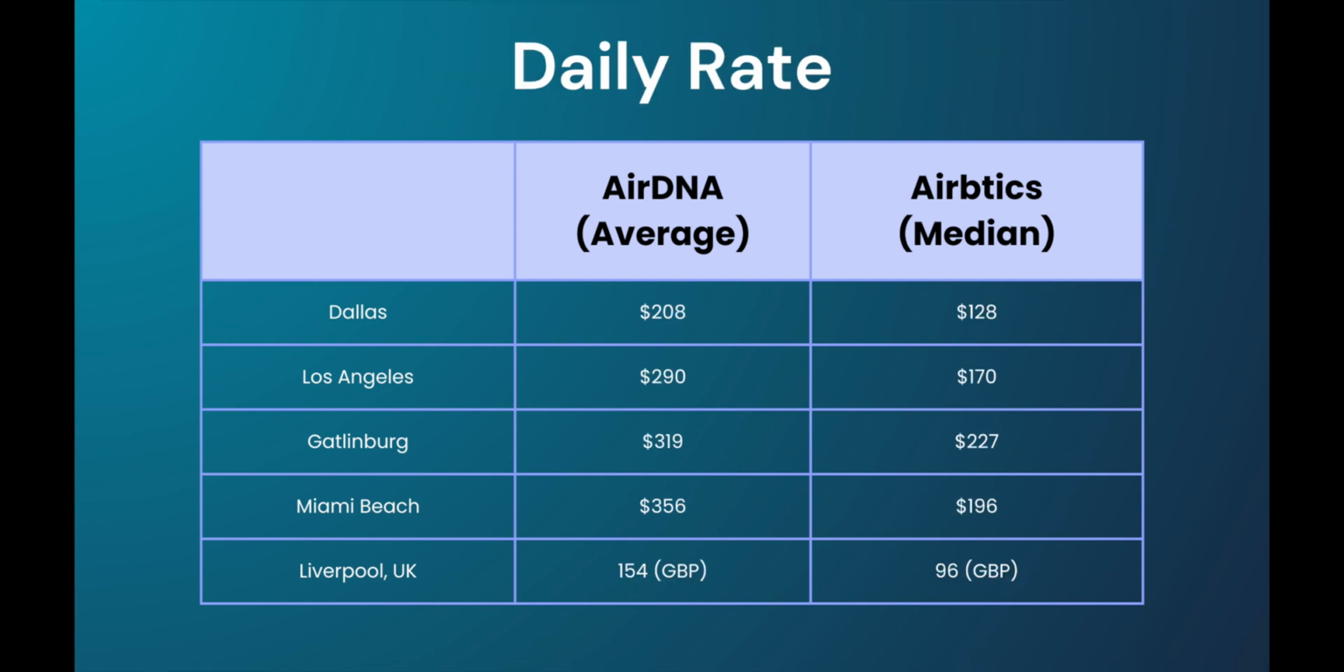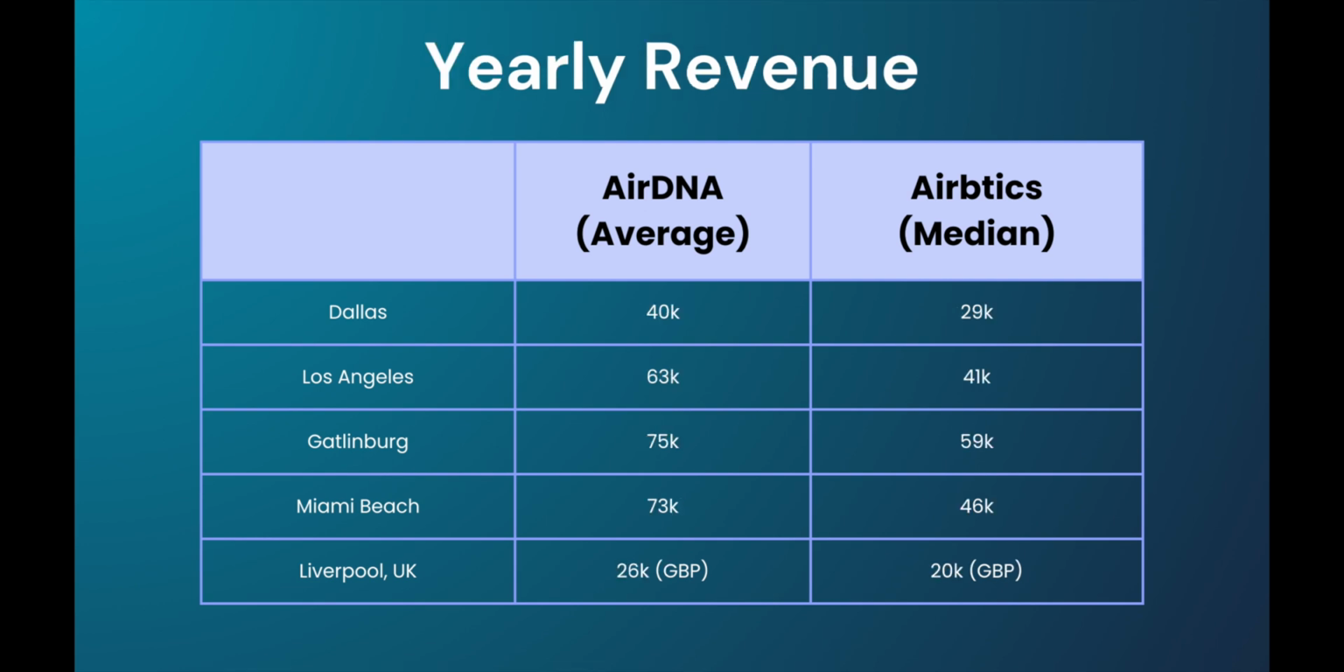When it comes to the daily rate, AirDNA includes cleaning fees in their daily rate. However, Airbtics doesn't include cleaning fees in their daily rate. Still, both AirDNA and Airbtics include cleaning fees in the revenue calculation. If you look at these key data comparisons between AirDNA and Airbtics, you can see that average daily rate and revenue are significantly higher in AirDNA. This is mainly because AirDNA uses the average among the available listings in the market, and Airbtics uses the 50th percentile, or median, among the available listings.